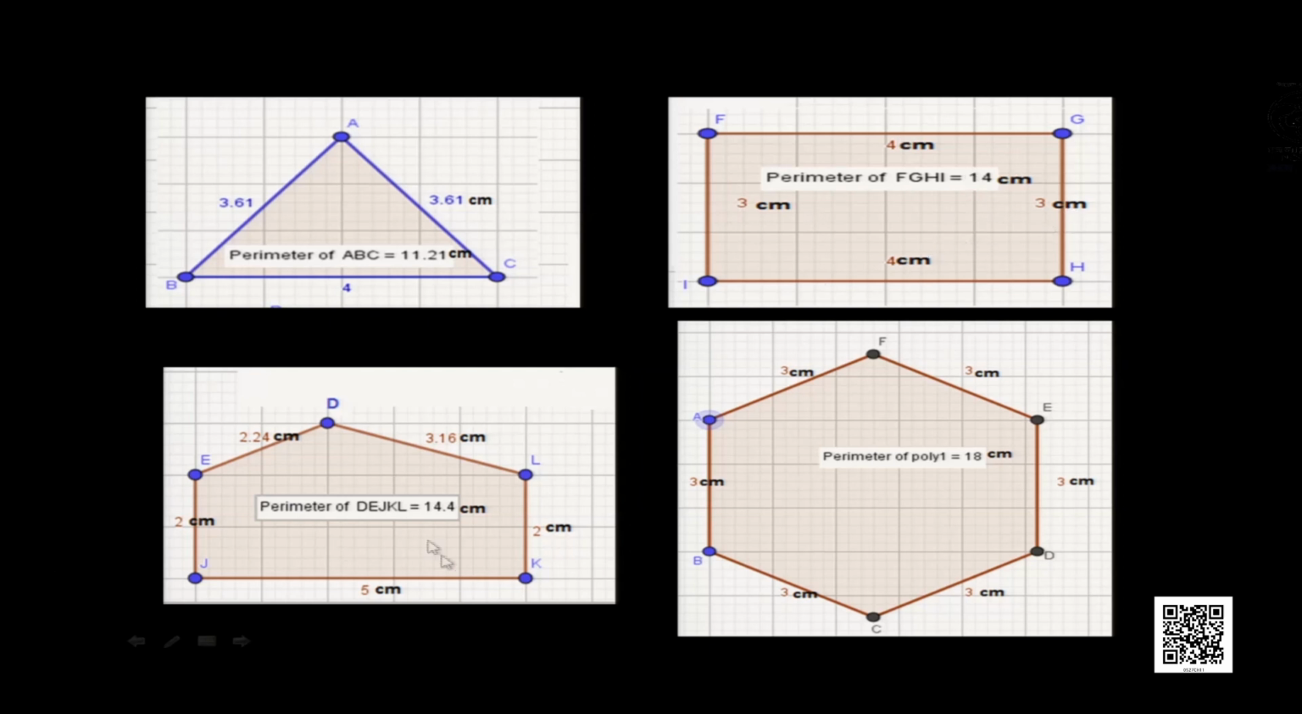Next one, what is this shape? How many sides does it have? 1, 2, 3, 4, 5. So it is a pentagon. Just add the sides and you will get 14.4 cm as the perimeter or boundary. In this case, I have taken a hexagon. Each side is 3 cm. So 6 sides, 6 into 3, 18 cm. Like this, we calculate the perimeter of different shapes.